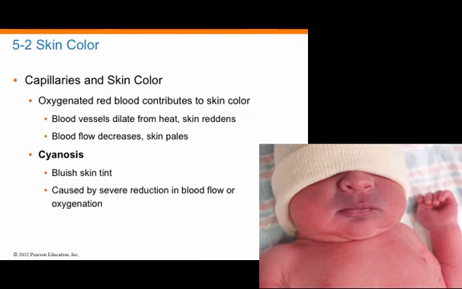Cyanosis is a bluish skin tint that is caused by a severe reduction in blood flow or oxygenation to the skin. A person who has insufficient oxygen in the blood will appear cyanotic. For example, the lips can develop cyanosis when exposed to extreme cold. Cyanosis can also be seen at birth if the baby has a heart malformation that prevents the baby's blood from being fully oxygenated. The bluish color reflects the deoxygenated state of the blood.